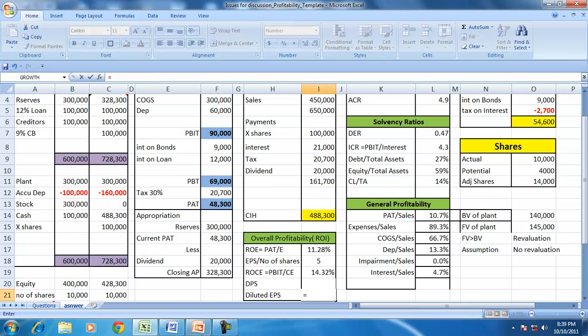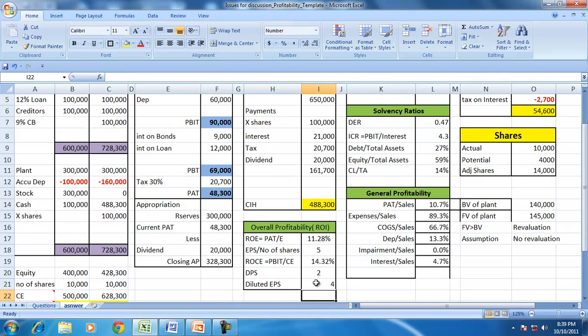So the diluted EPS is adjusted PAT divided by adjusted number of shares, which is 3.9. The diluted EPS is 3.9. The basic EPS is 5. So this shows the overall profitability. This shows the general profitability.